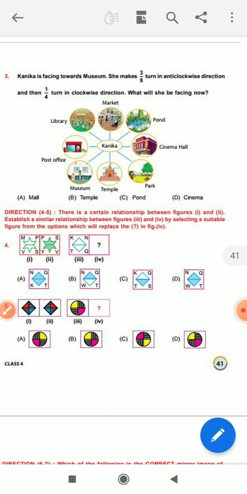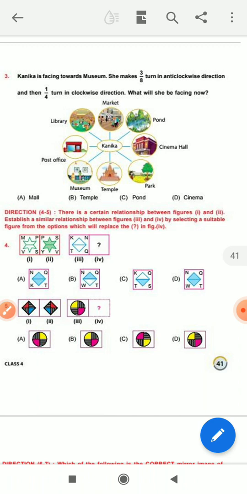Kanika faces towards the museum. She makes a 3/8 turn in the anti-clockwise direction and then a 1/4 turn in the clockwise direction. What will be her direction now? Okay, look at the picture. First, you look at the picture.